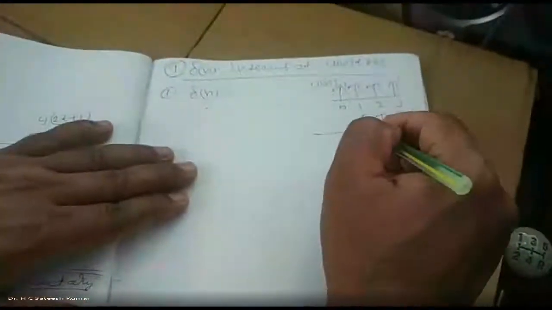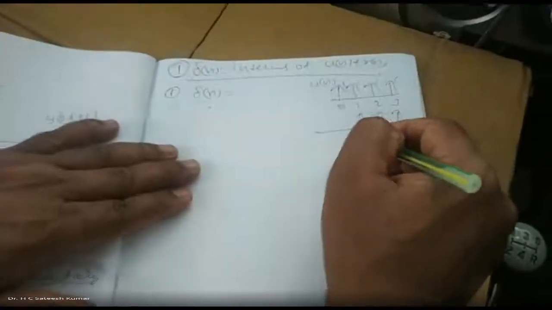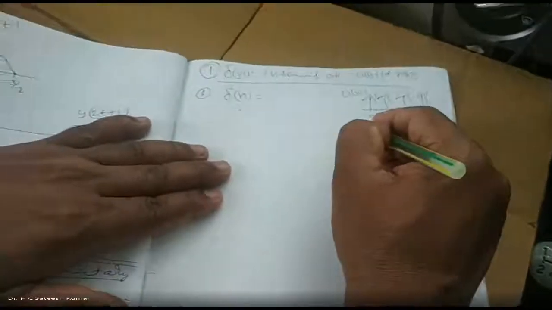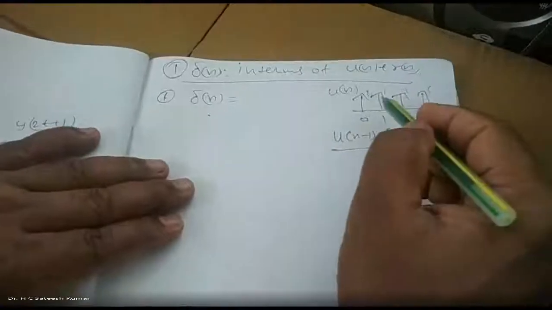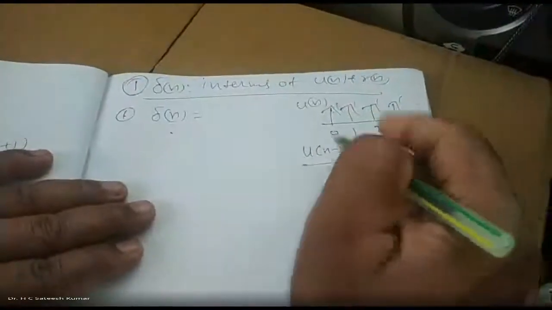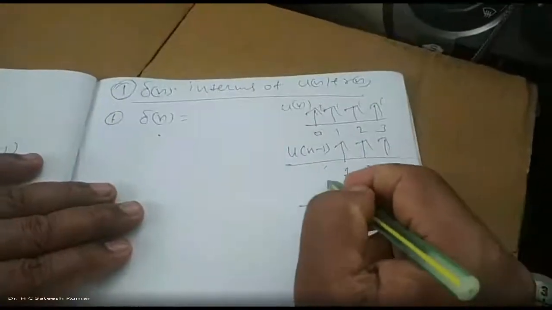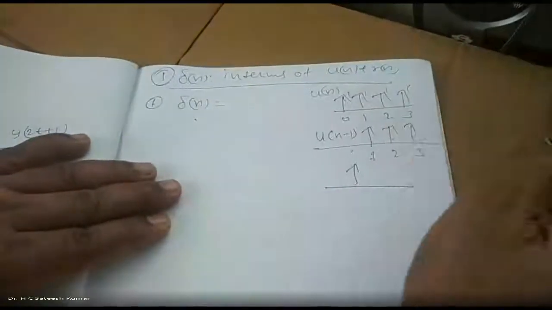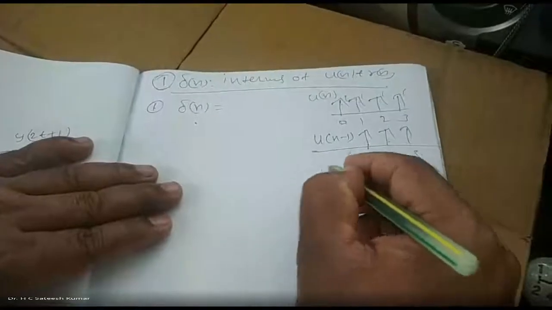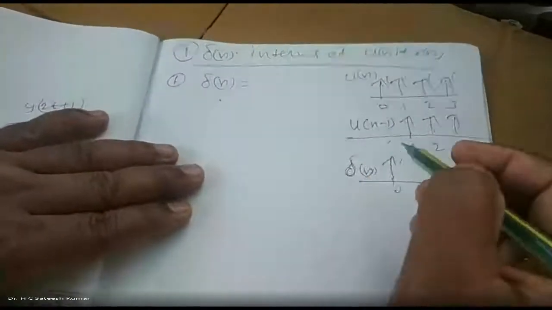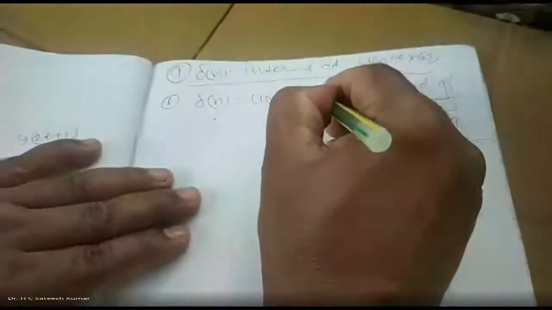So the signal which is starting from 1 is known as u of n minus 1. U of n minus 1. So therefore, these two subtracted: 1 minus 0 is 1, so you will get this one, and 1 minus 1 is 0, up to infinity. So this is your delta of n. Therefore, what can you understand from this? Delta of n is nothing but equal to u of n minus u of n minus 1. That's it. That is the relation between the delta function and the step function.